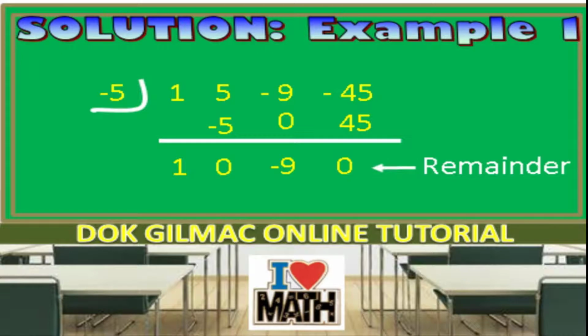Now the question is, how will you be able to determine the quotient of the given polynomial by the linear factor? The result here, as you can see, 1 is the numerical coefficient of x squared, since x cubed divided by x is x squared. The numerical coefficient for x is 0, and the constant term is negative 9. So from here, we have the quotient, which is x squared minus 9. So take note of that.